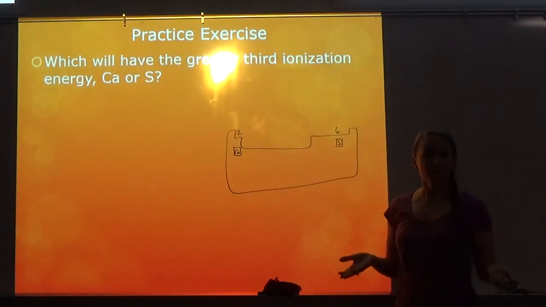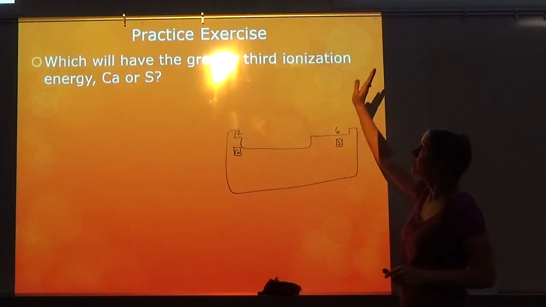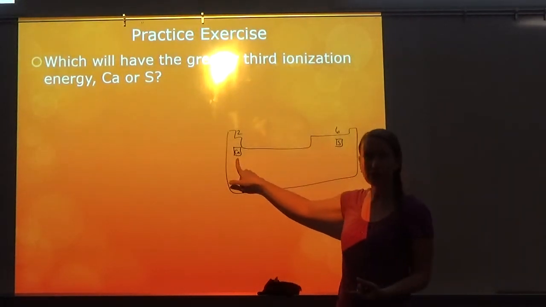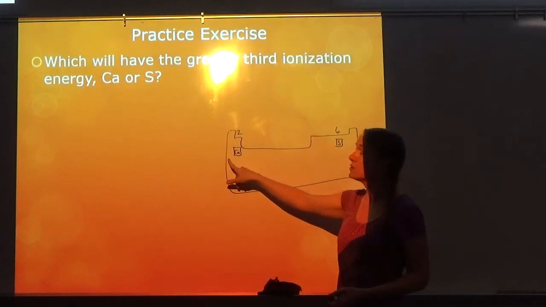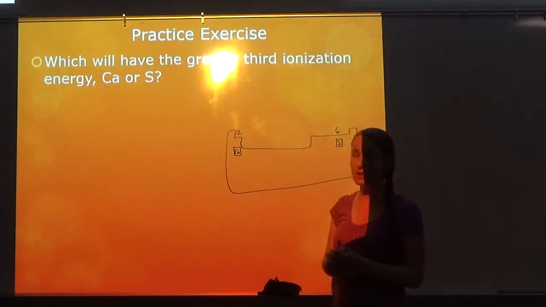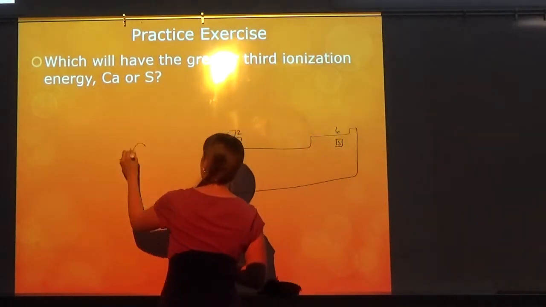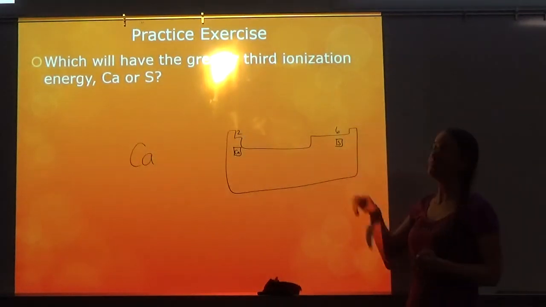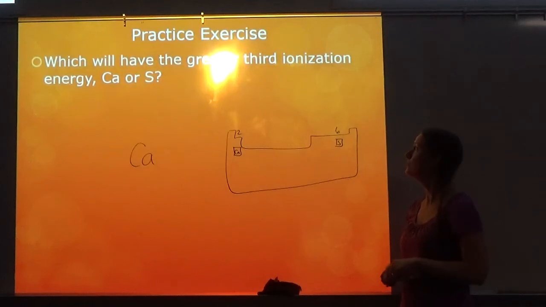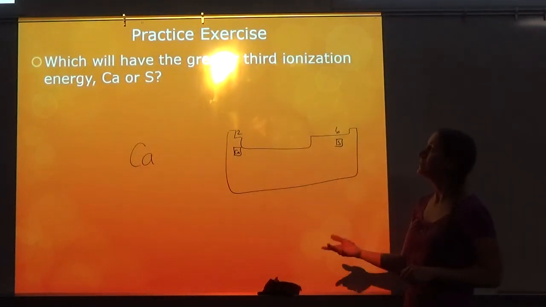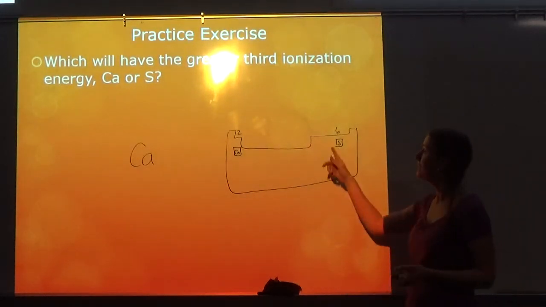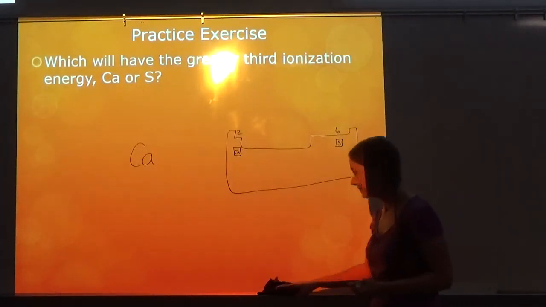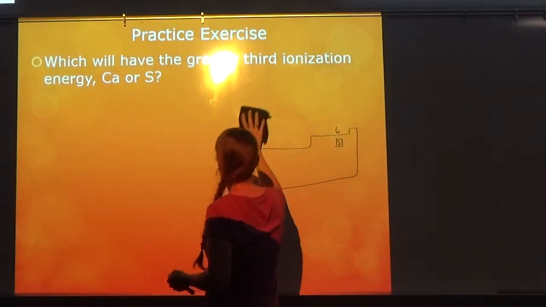I'm going to assume you paused it and tried it. We're looking at third ionization energy. Calcium only has 2 valence electrons, so once we remove those 2, we are reaching core electrons. So it's going to be calcium. Sulfur, on the other hand, has 6. Even though it really wants to gain 2 more electrons, it's still not a big deal if we try to remove 3 because it has 6 valence electrons. We haven't actually reached the core electrons yet. Hopefully you got that one right.